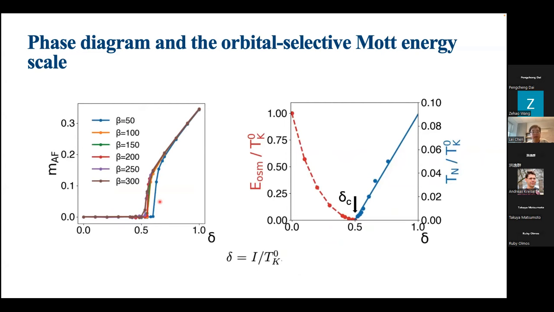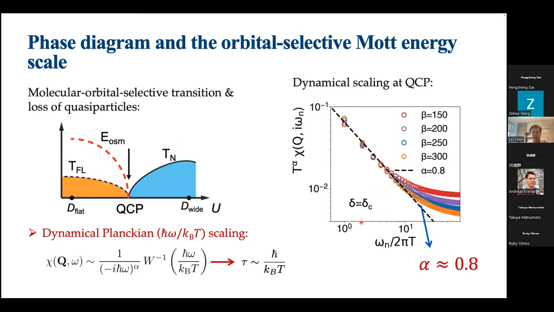As we increase the strength of this RKKY interaction, one can see that the magnetic order parameter is going to go from zero to non-zero, which means that the system undergoes a magnetic transition. And besides the development of the magnetic order, we also see that this orbital selective Mott energy scale is also decreased and vanishes concurrently at the same point as the developing of the order, which means that we realize this orbital selective quantum critical point. But this orbital selective transition does not happen in the conventional atomic orbital, but instead it happens in these molecular orbitals. And we focus on the quantum critical scaling behaviors above this quantum critical point, and study the dynamical scaling behavior.